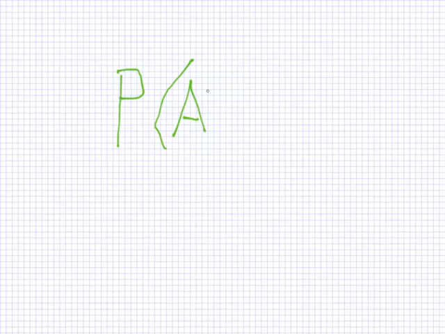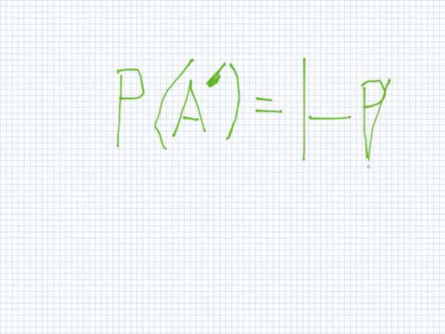Probability of not A. So we put a little tick here to mean not A. So A could be winning the lottery, going to school, picking a red ball, whatever. So the probability of not A is 1 minus, does anyone know this one? Probability of A.